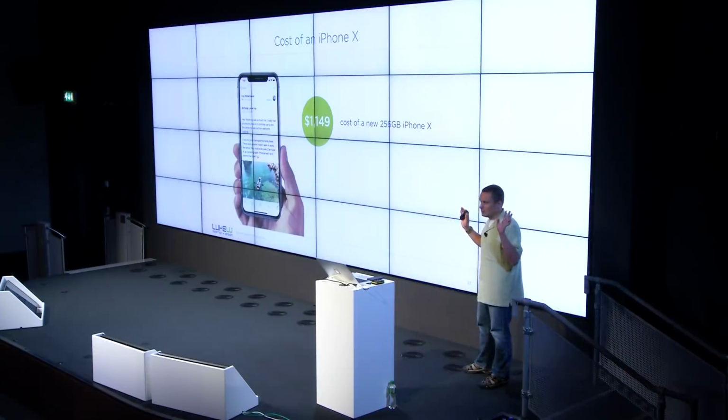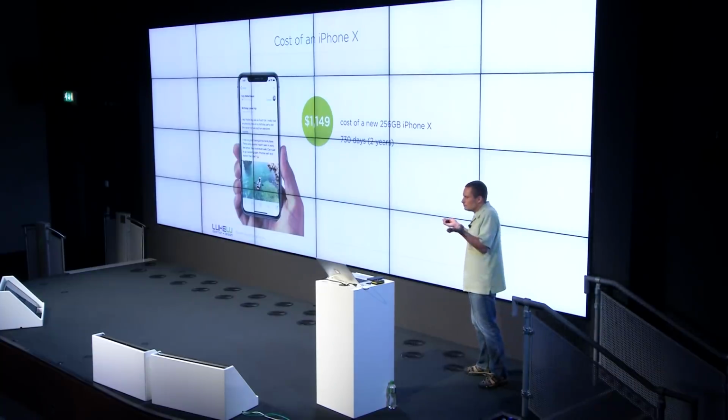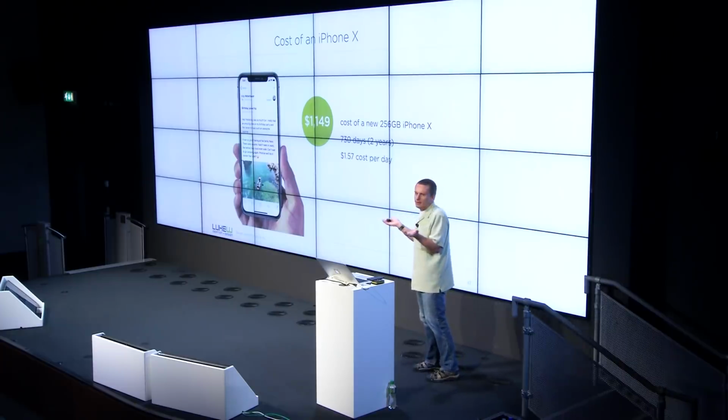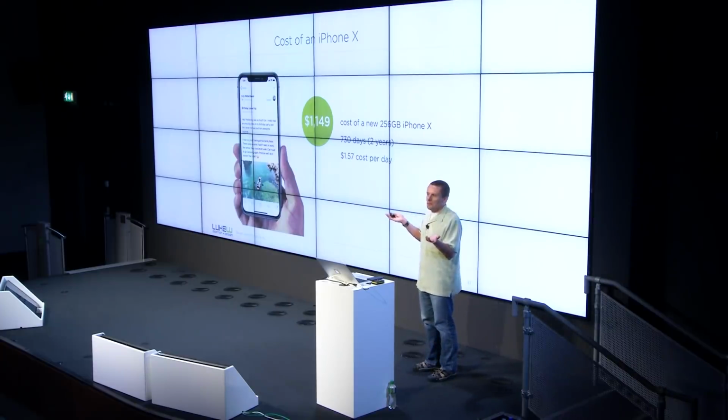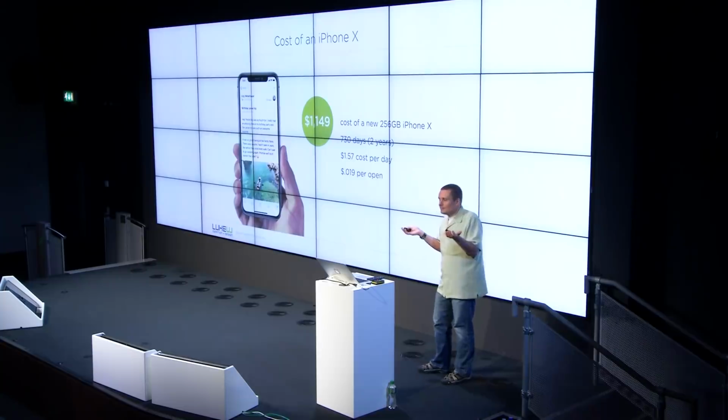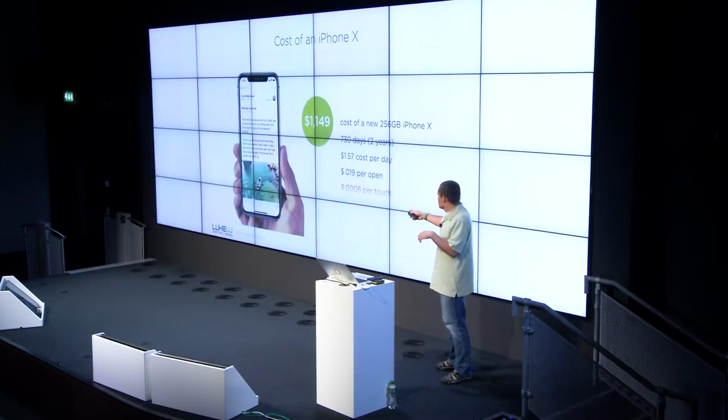$1,100, pretty expensive phone. But let's say you keep an expensive phone, whether it's an iPhone or Android, for about 2 years. It was 730 days. Okay? How much is that per day? It's like $1.50 a day to use it. Okay. How much is it per every time you open it? Well, you open it about 80 times a day, $1.50 a day. Is it like 2 cents every time you open it? And something like 0.0006 cents per touch.